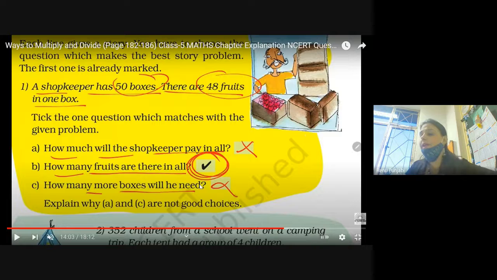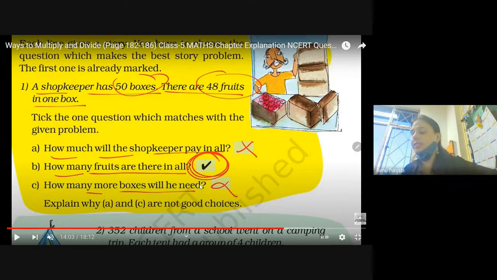A shopkeeper has 50 boxes. There are 48 fruits in one box. So how are you going to end it? Take the one question which matches with the given problem. How many fruits are in all? Yes or no? This is a kind of a story problem.